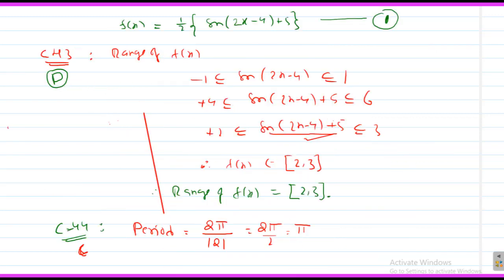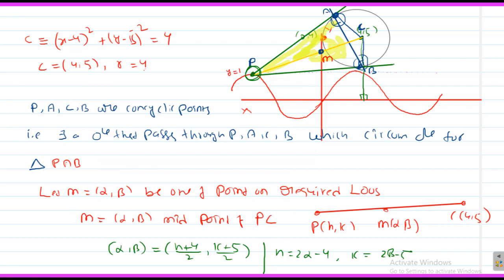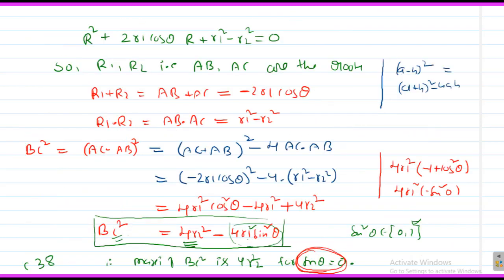So I want to see what option C is here. C is the range of the inverse function. Okay, so you want to find the inverse function for the given function, and from that you can find its range. f of x equal to 1 by 2 into sine of 2x minus 4 plus 5 bracket. You want to find the inverse of this.